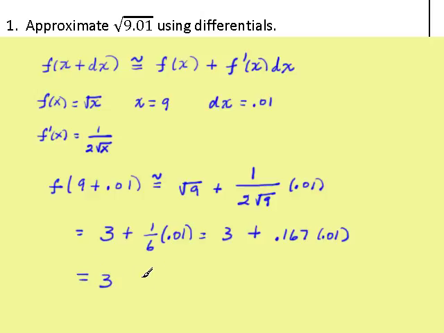So that's 3 plus 0.00167, or 3.00167. So that's our approximation for square root of 9.01. Now use your calculator and just punch in 9.01 and take the square root, and you see that you get something very, very close to what we got here.